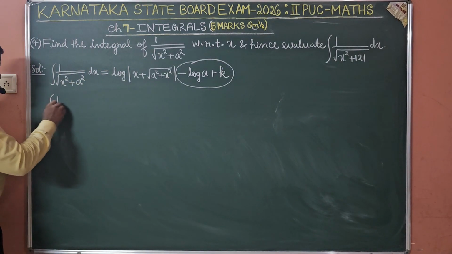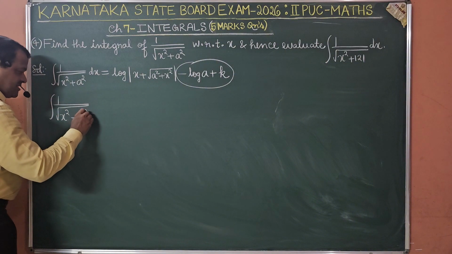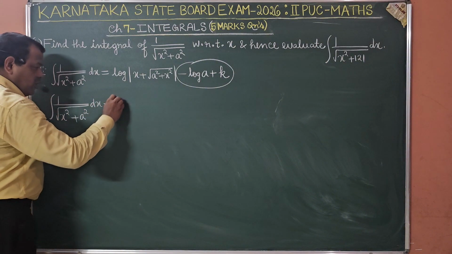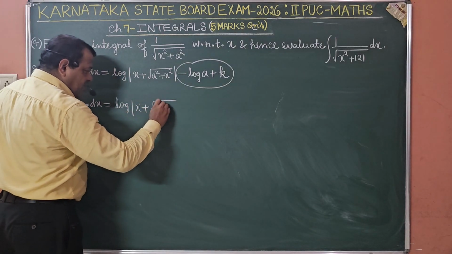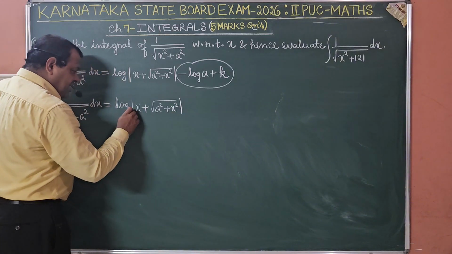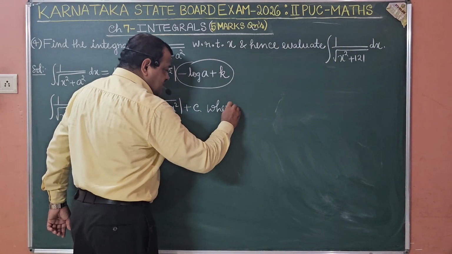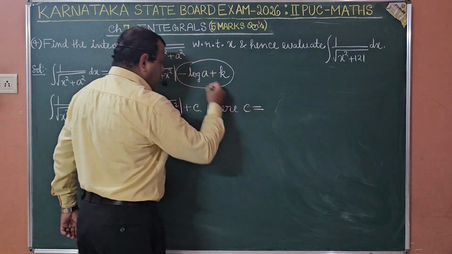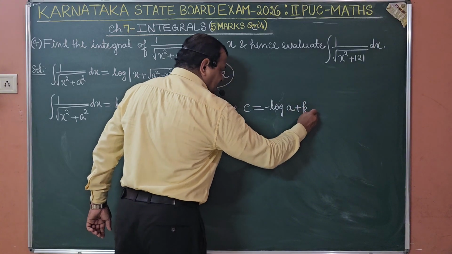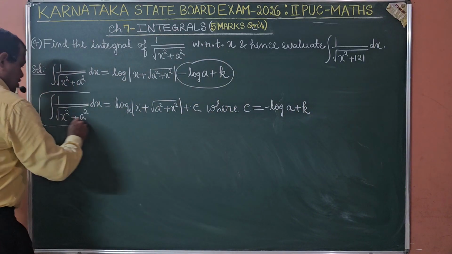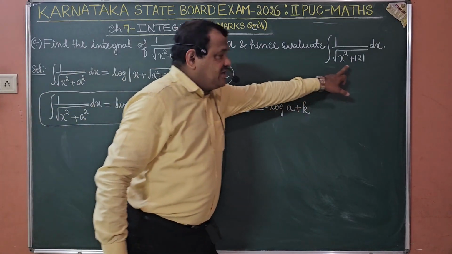Therefore the formula you are supposed to remember is integration of 1 by root of x square plus a square dx is equal to log of mod of x plus root of a square plus x square to the base e, plus c, where this constant c is our minus log a to the base e plus k. But I request you commit this to memory as a formula. Now using this formula we have this exercise.